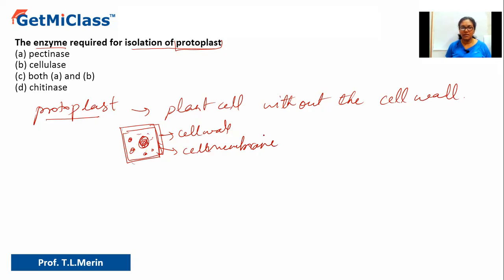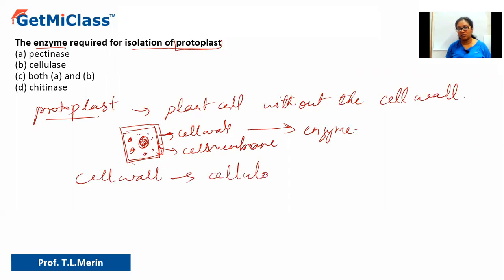Now, this can be treated with enzymes. Which type of enzymes? Of course, you have to take the enzyme which can degrade the cell wall. So, what is the cell wall made up of in plants? The major component is cellulose, right? And another very important component is pectin. So cellulose and pectin are the two major components of the cell wall.